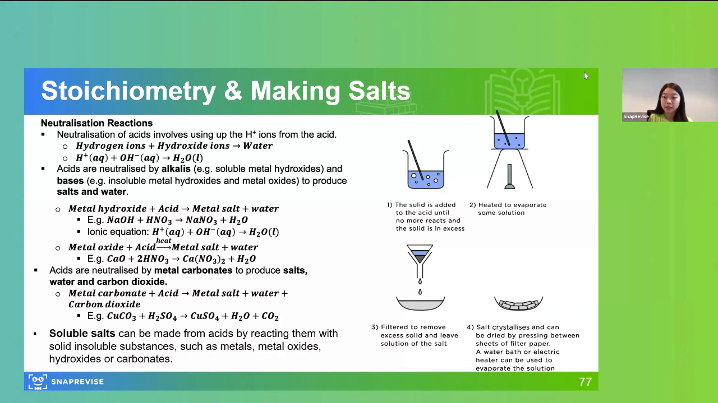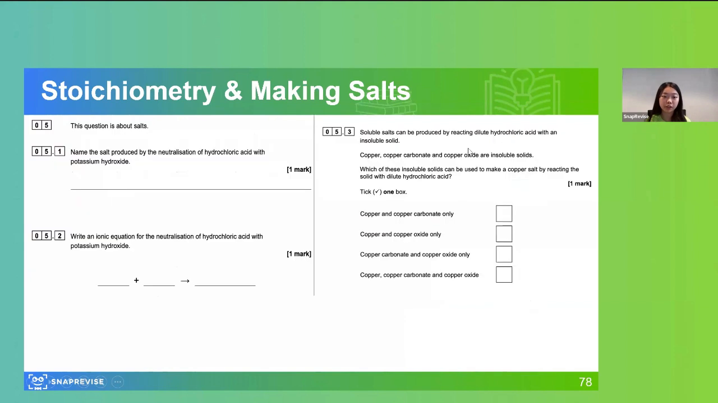Third step, filtering. Filtering any excess solid, making sure that there aren't any little bits in the solution that you put into your evaporating dish. Fourth step is just waiting for it to crystallize, and you evaporate this using a water bath or an electric heater. Those two things. I hope that was clear for everyone. So we're going to move on to a question.